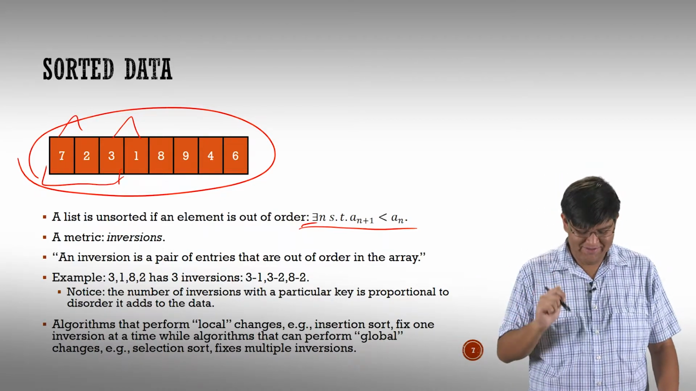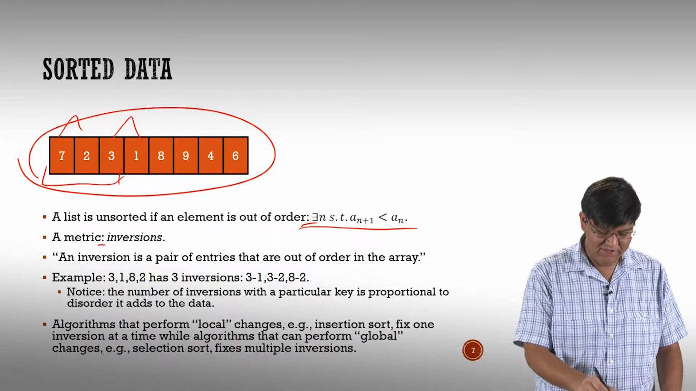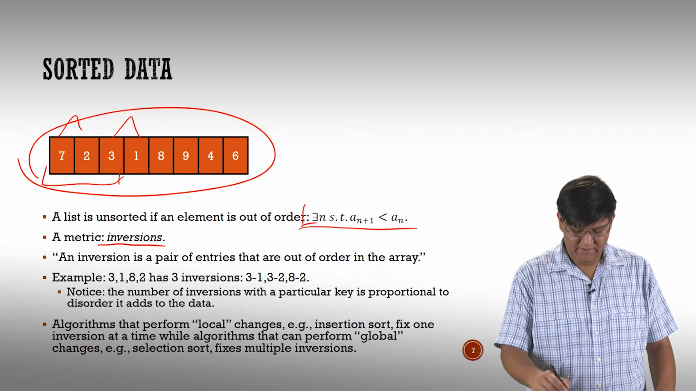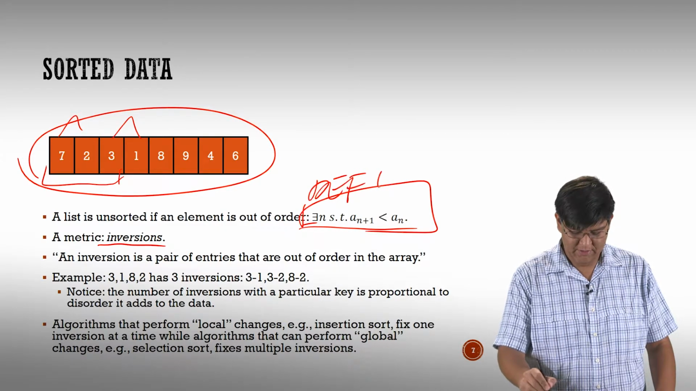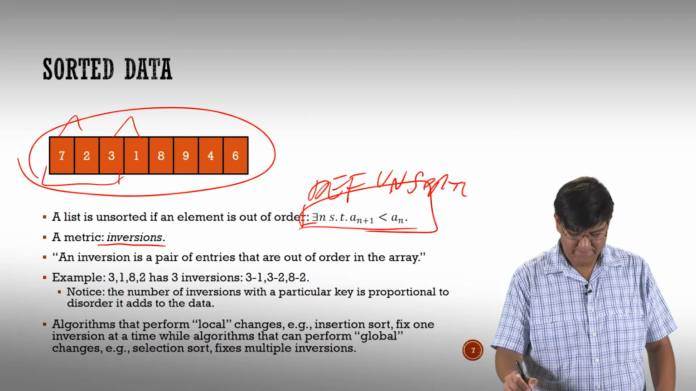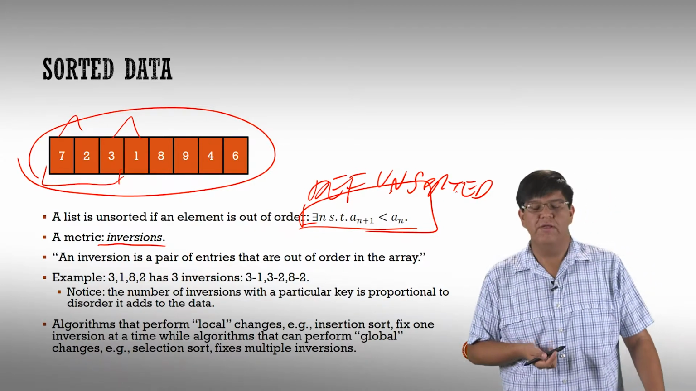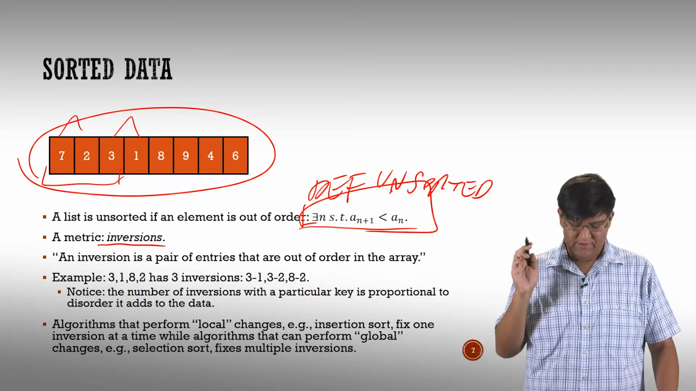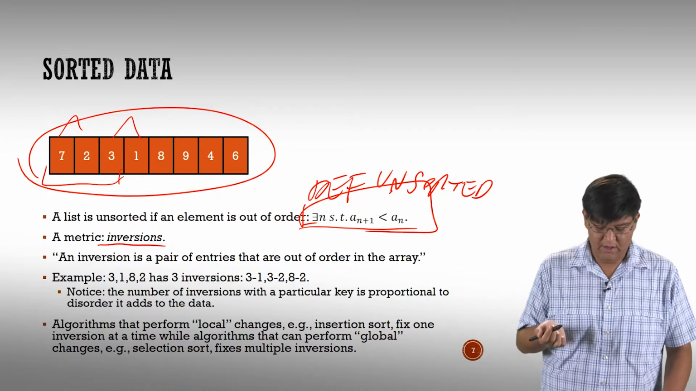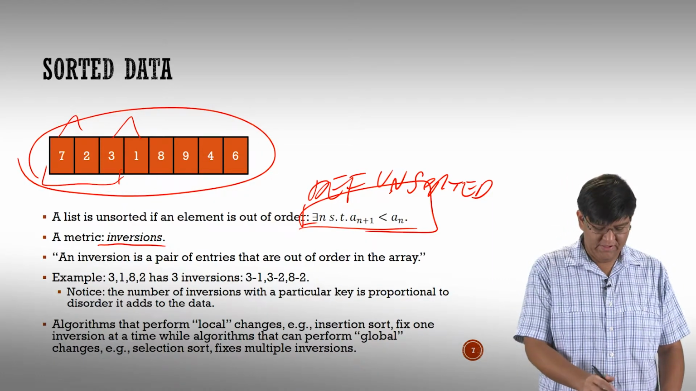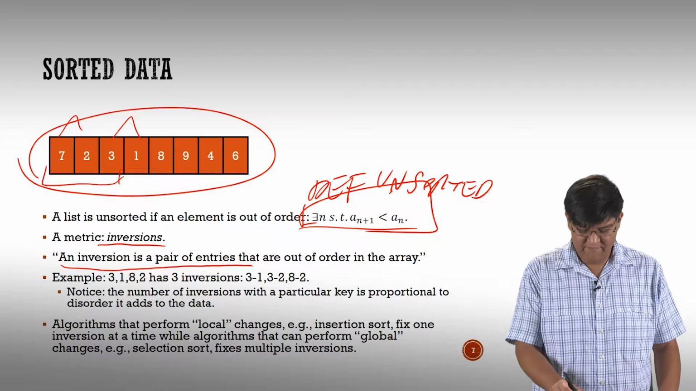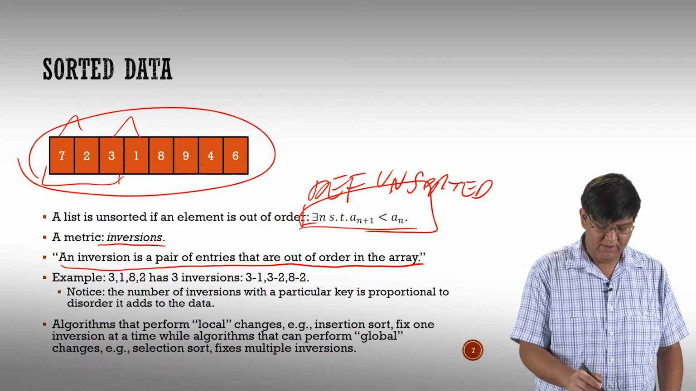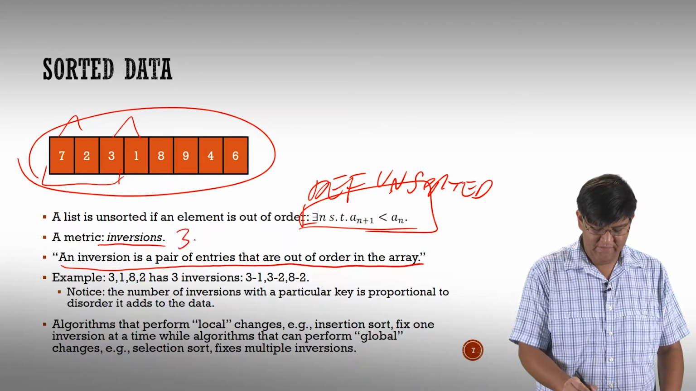Anyways, the next thing to talk about is this idea of inversions. So this we'll keep as the definition of unsorted. The second bullet point is a metric called inversions. We won't talk about it that much here, we'll have to come back to it later, but it'll be really valuable. This is the definition given by the book: an inversion is a pair of entries that are out of order in an array. This 3 and the 2, those two are an inversion.